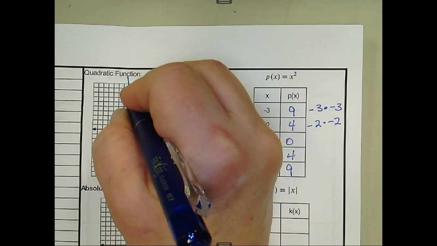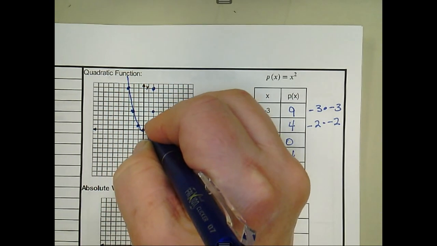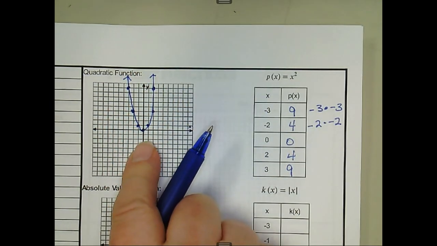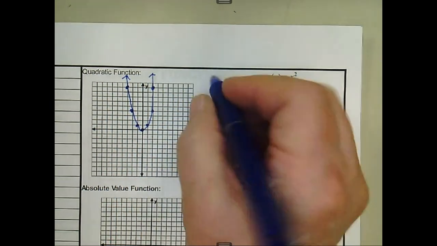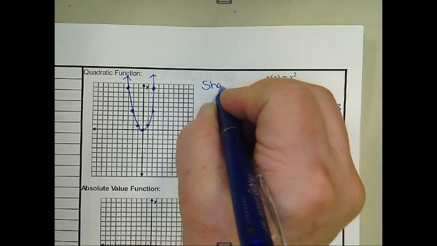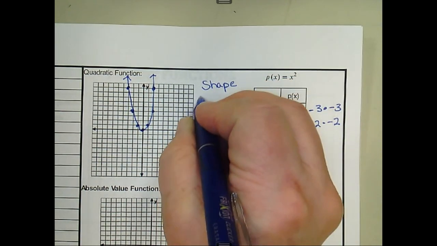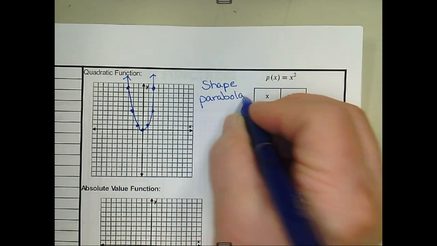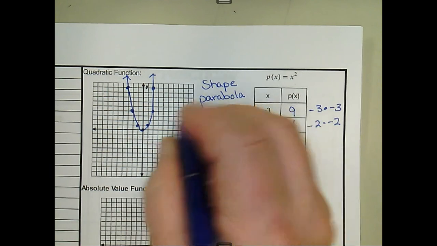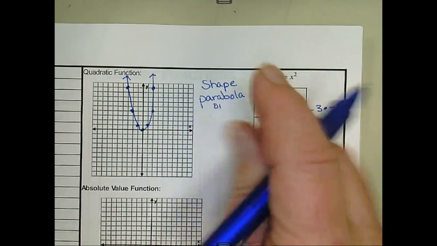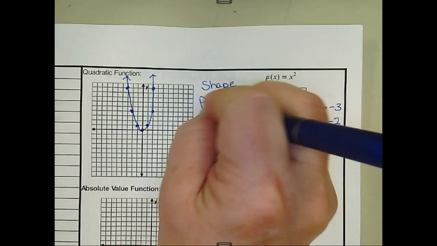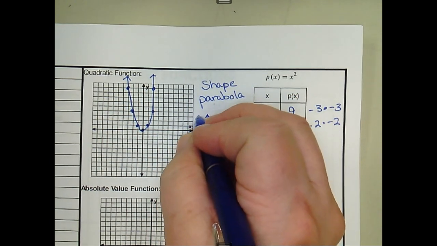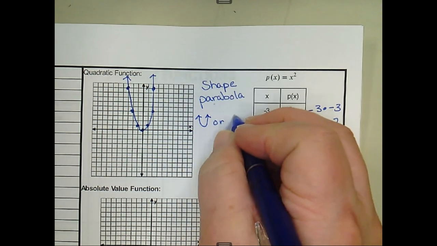So when I draw this graph, it kind of looks like a parabola. So the shape is a parabola. And it can be like this, or it can be opening down. So you will see it looking like this, or you might see it flipped upside down.